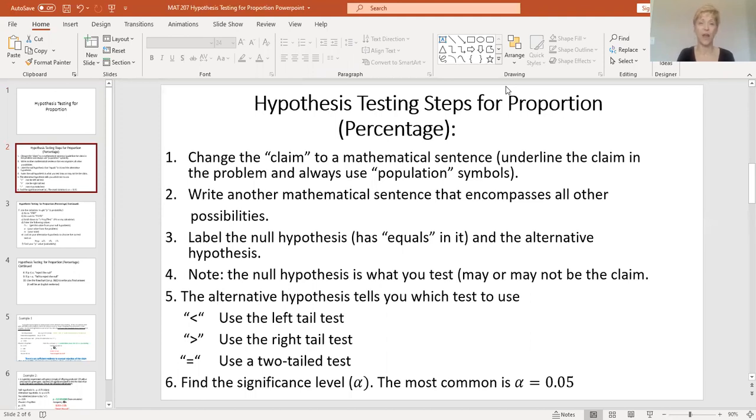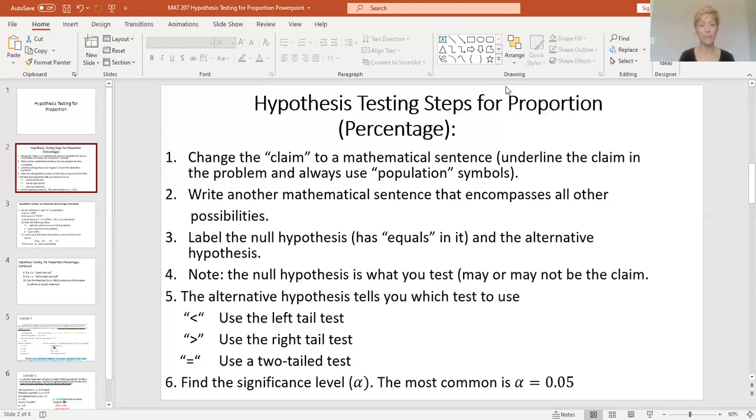One of those is the null hypothesis and the other is the alternative hypothesis. Now remember, how do you decide which one's which? The null hypothesis has the equals in it. So label which one's your null and which one's your alternative. And remember, the reason you need both is you're always testing the null hypothesis. But the alternative hypothesis tells you which test to use.